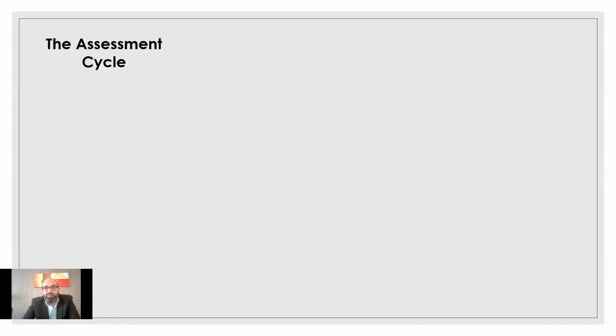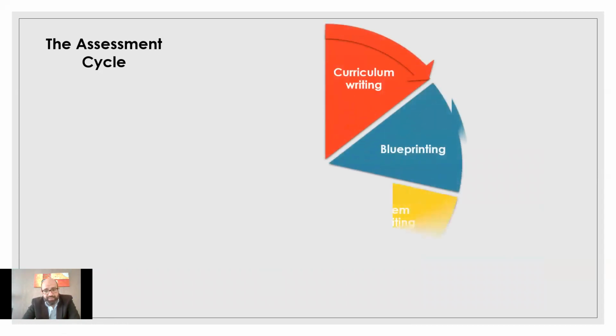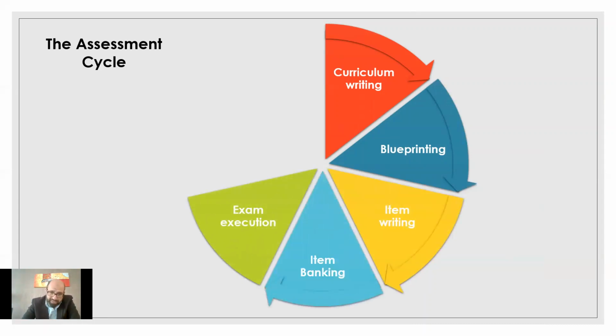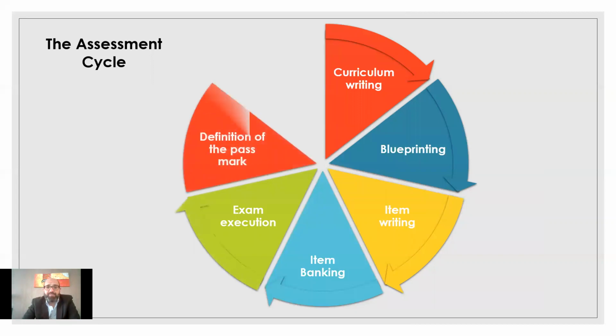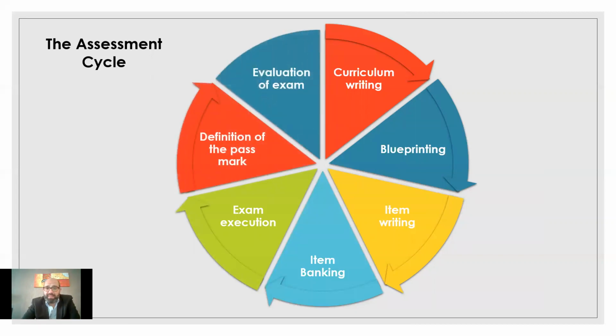This is the assessment cycle that all of us have been through. You start by writing the curriculum, then you blueprint, then you write the items, then you do the item banking, then you execute the exam, define the pass mark, evaluate the exam, and use this evaluation to further improve the curriculum and your objectives. Each step in this cycle affects the validity and the reliability of your assessment in some way or another. We will go through some of them in this series as we go.